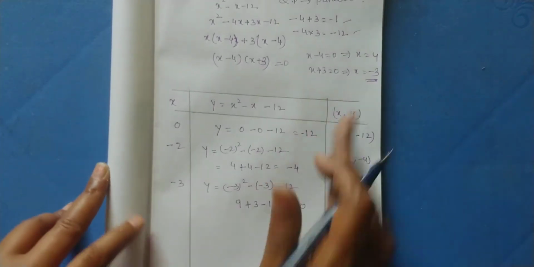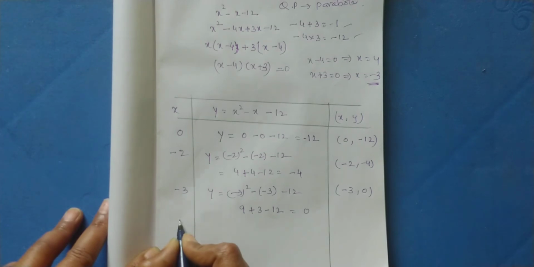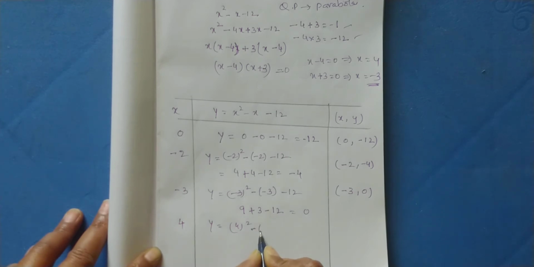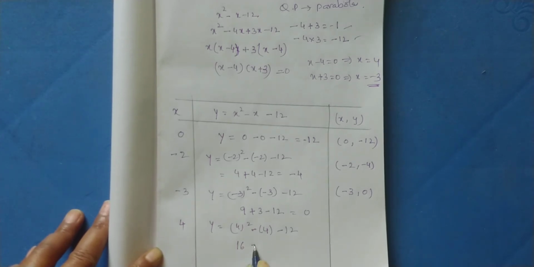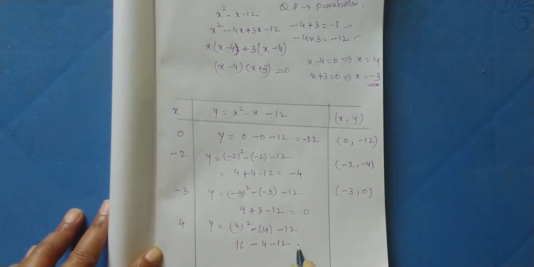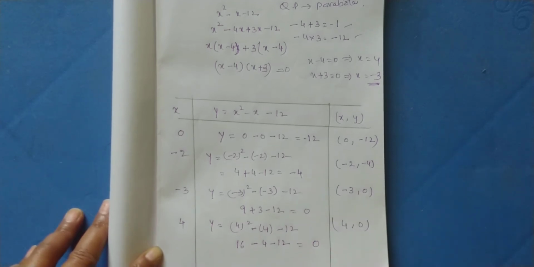And let's take another value, that is 4. Then y is equal to 4 whole square minus 4 minus 12. 4 whole square is 16, minus 4, minus 12. 16 minus 16 is equal to 0. So when it is 4, it is 0.